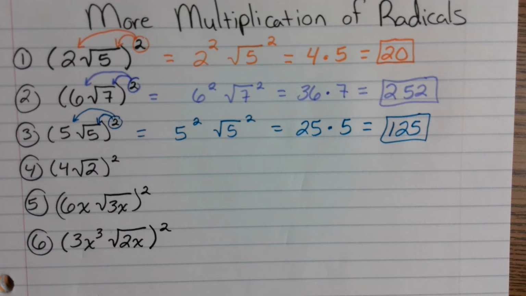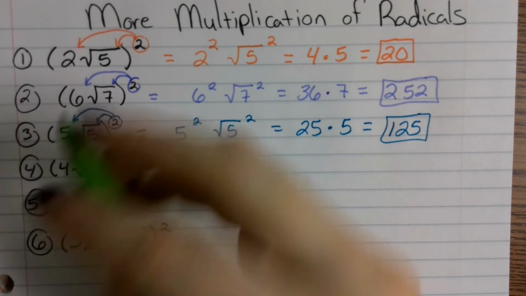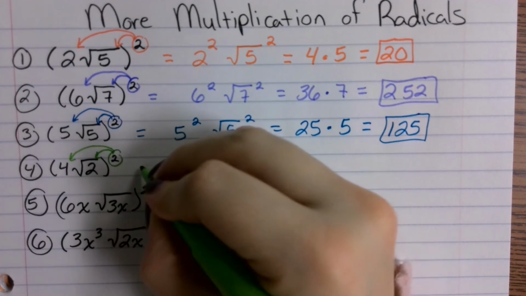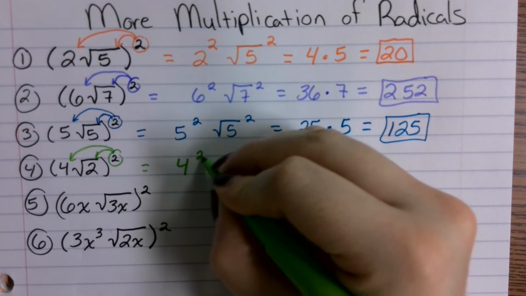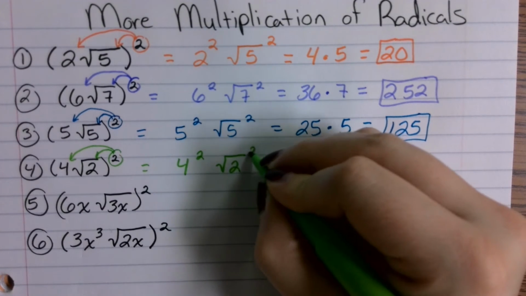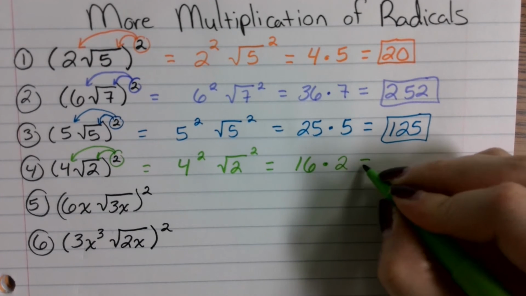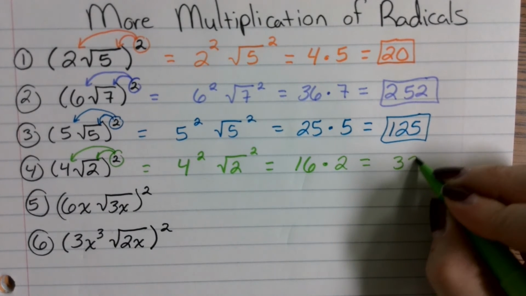Number 4, Ethan? 32. Again, distribute that 2 to the square root of 2 and to the 4. You then get 4 squared, square root of 2 squared. 4 squared is 16, square root of 2 squared is 2, and 16 times 2 gives you 32.